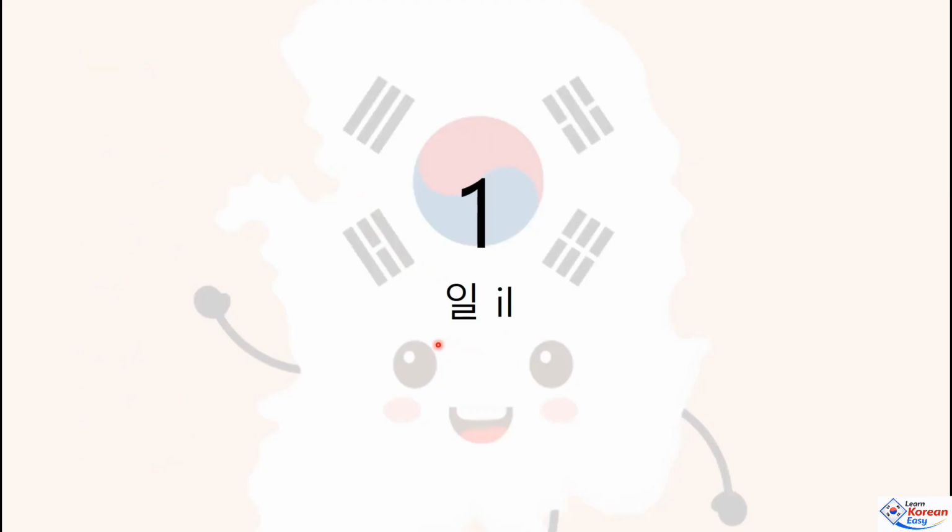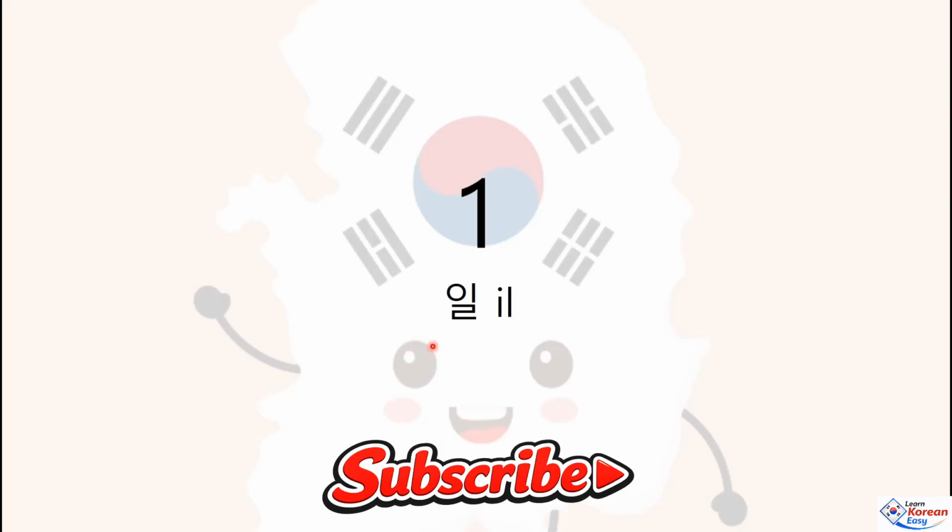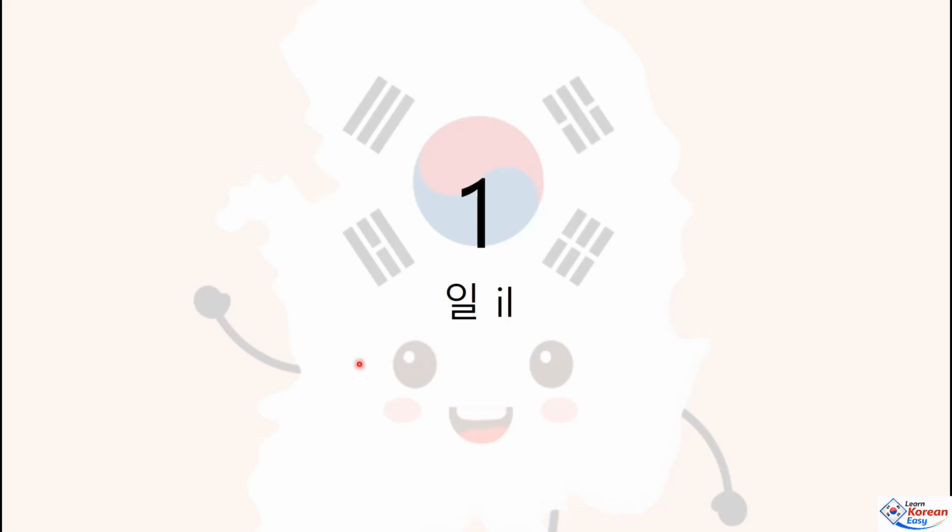And this is called il. Follow after me. Il. Not ill. Sorry. Il. And the next number. E. Well, not I, but E. Okay. So il. E. And 3. Sam. Not Sam. Okay. Sam. Il. E. Sam. Okay. And 4 is 사.